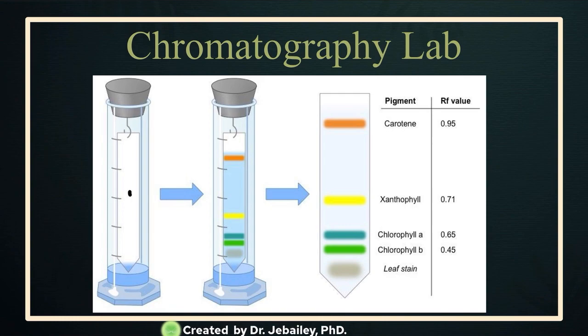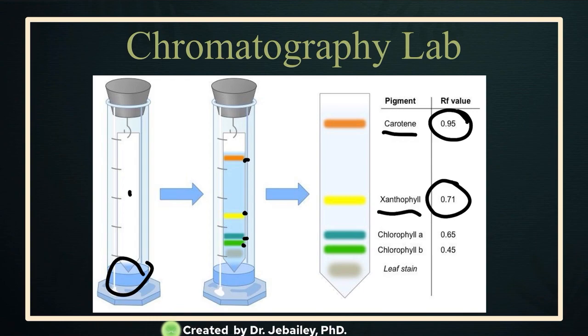Chromatography paper, you have the alcohol in the bottom, and then you can see the separations of the different pigments, how far they traveled. So carotene will always have an RF value of 0.95. And xanthophyll, this pigment has a 0.71. You don't have to memorize these names. It's just showing you how different pigments travel different distances.